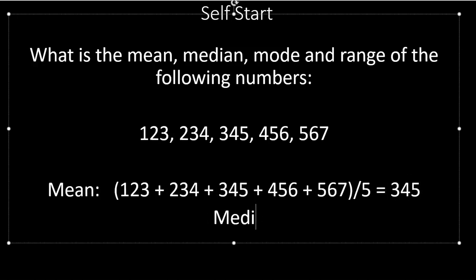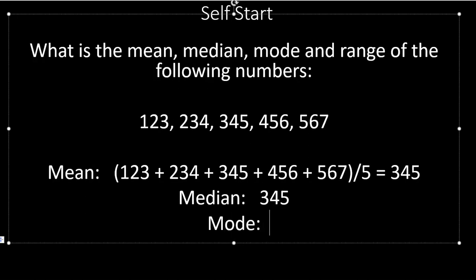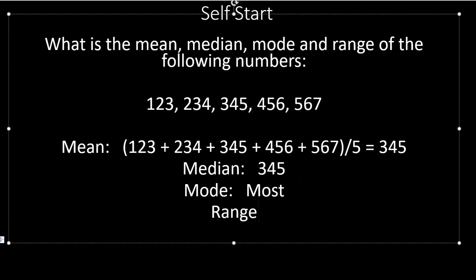The median is the center number when they're all in order from smallest to biggest, so that is also 345. The mode, there is no mode because none of the numbers occur the most, and the range is the biggest minus the smallest. So 567 minus 123 is 444.